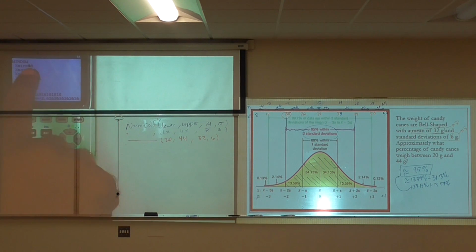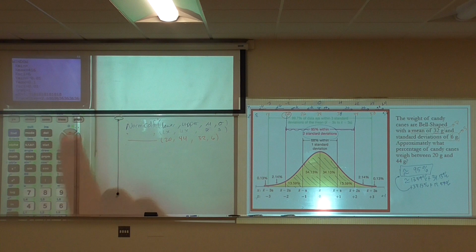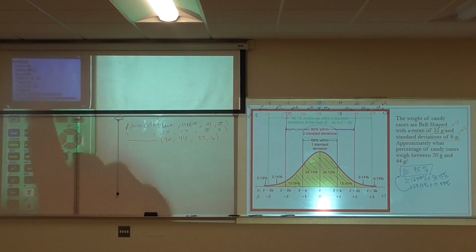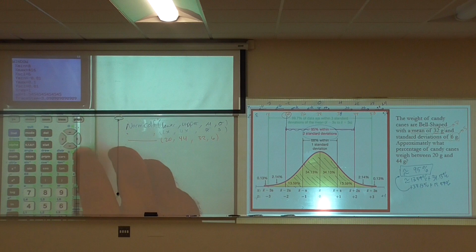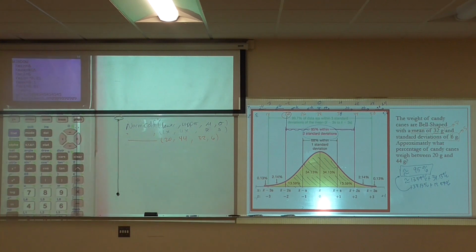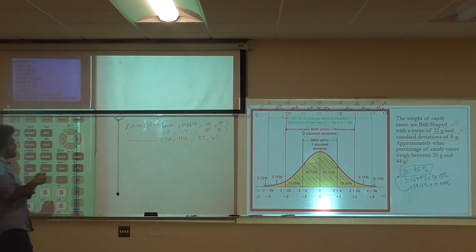For my X-min, I don't want it to be 68, I want it to be 8, because that's 4 centimeters to the right of our indicated mean. So I'm going to turn this one off and put 8 there. For the max, I don't want it to be 416. I want it to be our max, which is supposed to be 56.